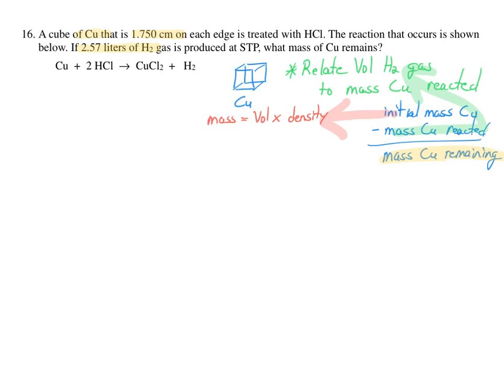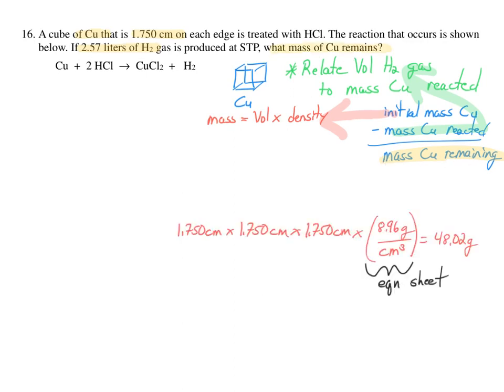And we're going to get the initial mass of copper from the measurement of the copper cube used to get volume, and then we can multiply that by the density of copper. Okay, again, quick summary. We're going to determine the initial mass of copper. We're going to also determine the mass of the copper that reacts, and when we subtract, we're going to get the mass of copper that remains.